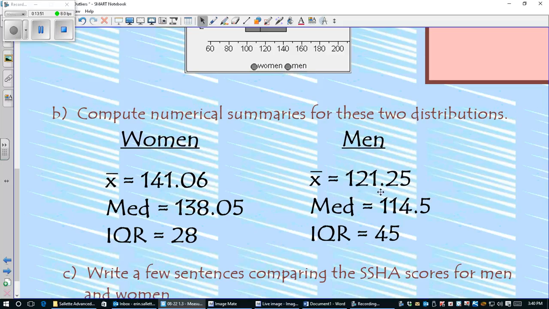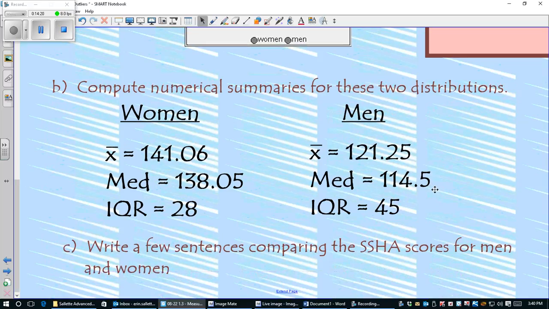In the case of the men, the mean is almost 7, it's 6.75 higher than the median. With the women, it's only 3.01 higher. So I'm going to say that the difference in skew is slightly stronger for the men, because the mean was dragged a little bit further. So comparing the two, I'm going to say that the women's scores have a smaller IQR than the men, so it means that the women's scores are more consistent, where the men's scores have a higher variability.